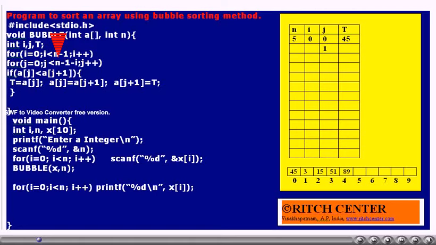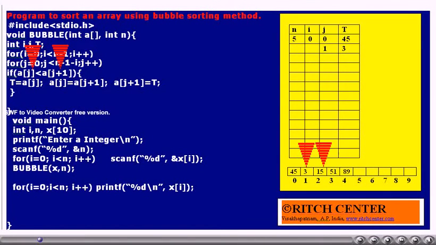j, is it less than n minus 1 minus i? N minus 1 minus i value is 4 only. The j value is 1. 1, is it less than 4? Yes. Thus, the inner for loop will be executed once more.